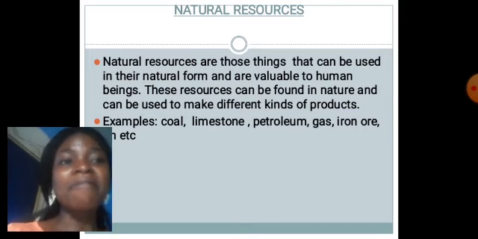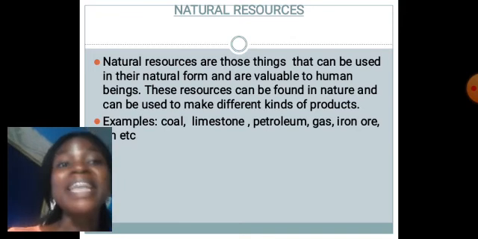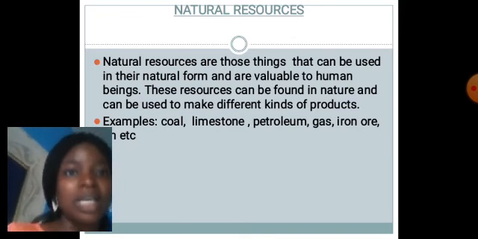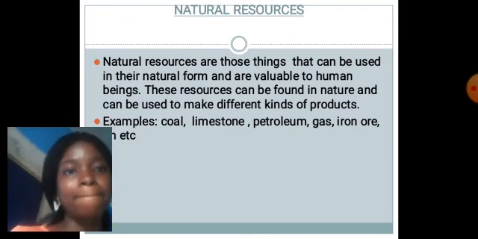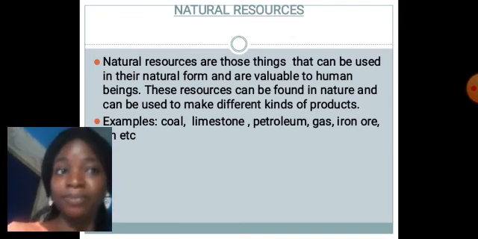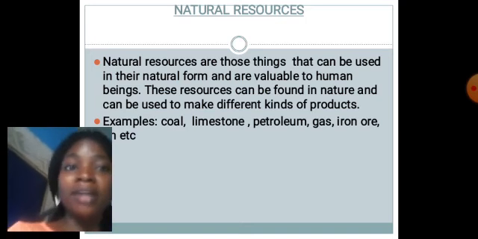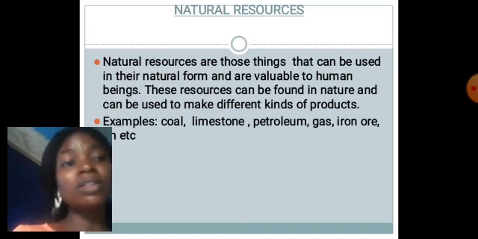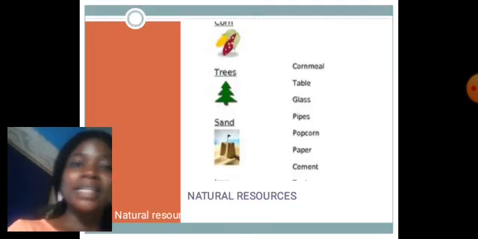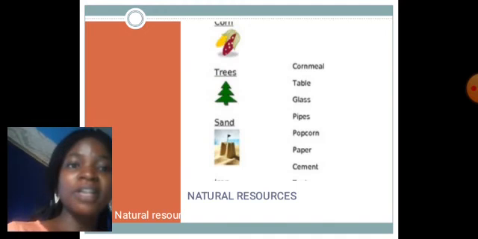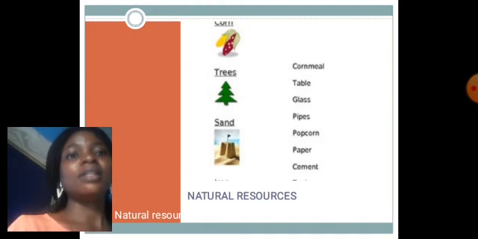These resources can be found in nature and can be used to make different kinds of products. Examples are coal, limestone, and crude oil, and so on and so forth. Now, these are examples of natural resources.